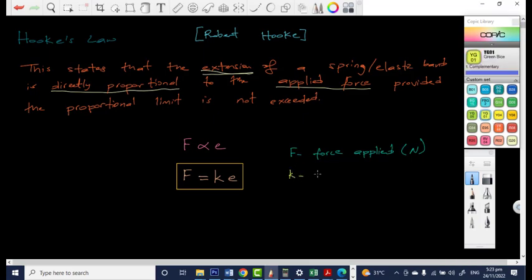K now is what we call the spring constant, or generally speaking, it's called the stiffness constant. But since we're going to be most times dealing with springs, we say that it's the spring constant. And we're going to talk about the unit for the spring constant shortly. And E now is the extension, and it is measured in meters. Now, sometimes you might see this expression written as F is equal to Kx. Same thing, we're just using X as the extension. So you might see it as F equal Kx or F equal Ke. E is just the extension. Cool?